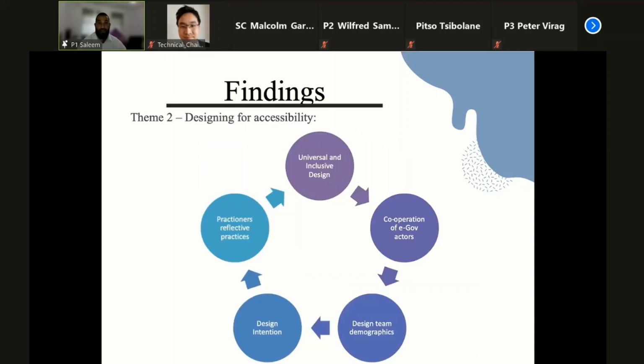If we look at the second theme, designing for accessibility, this is probably the theme that I've gone through the most with regards to the findings. Several researchers now advocate for universal and inclusive design as a potential means for addressing accessibility challenges during the design phase. This is based on the premise that universal design begins with considering all users to develop products that are accessible and usable by all people regardless of their ability. And inclusive design focuses on providing for a full range of human diversity and intends to provide access to as many citizens as possible.